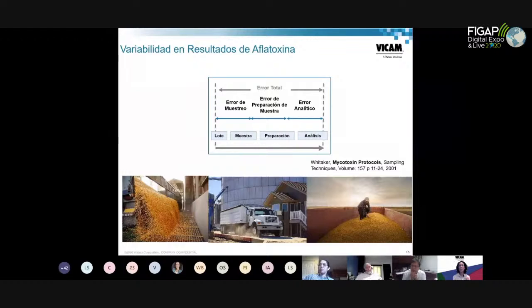Because generally, if the grains are very, very small grains, you'll get more kernels per pound or gram of sample than you will if the product is larger, like corn.